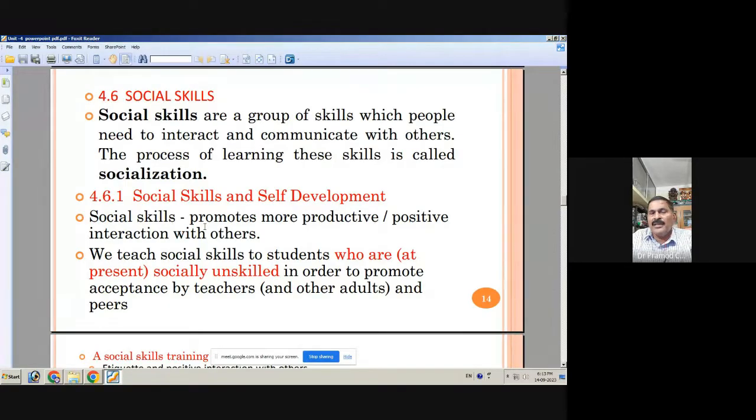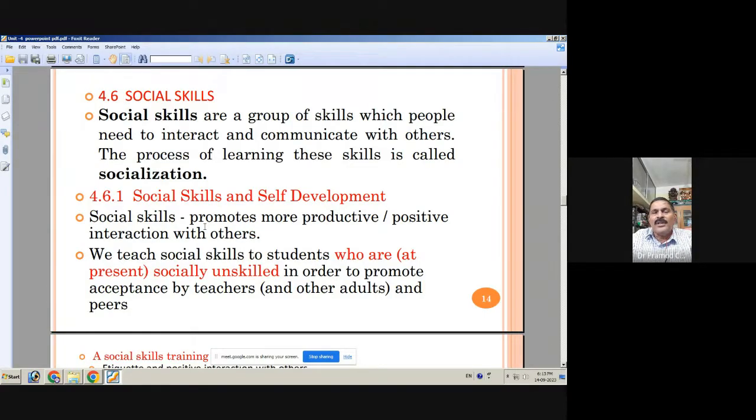Self-awareness building skill. Sometimes we are not able to know ourselves. We are not able to know our successes and failures. We are not able to know our abilities. And we must develop self-awareness building skills. And another is empathy. Sympathy and empathy are quite different.